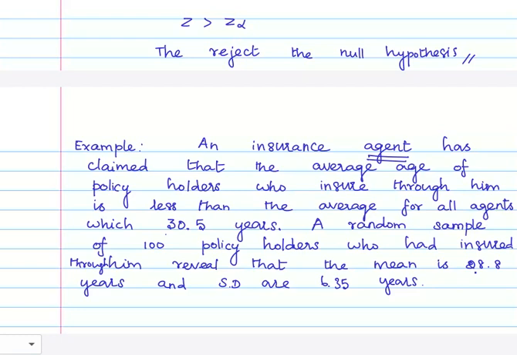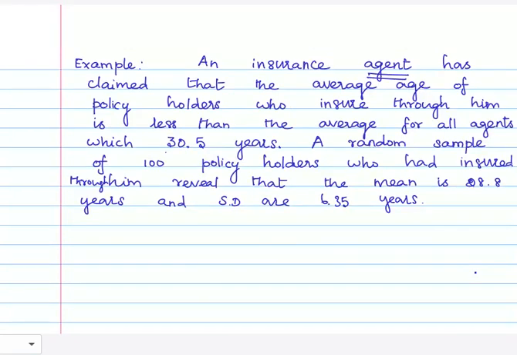If they don't give it in the problem, you assume that alpha equals 0.05. So what is the problem they gave? The insurance agent claimed that the average age is less than 30.5 years, for a random sample of 100 policyholders. The sample mean is 28.8 and the standard deviation is 6.35. These are the given, correct?